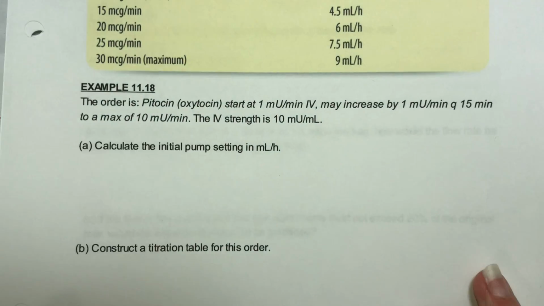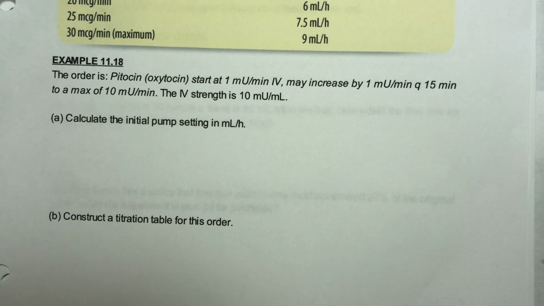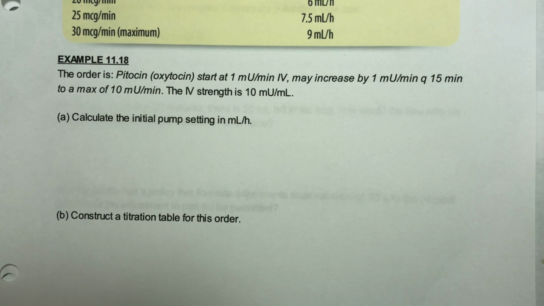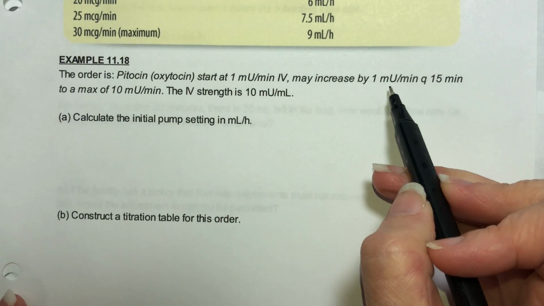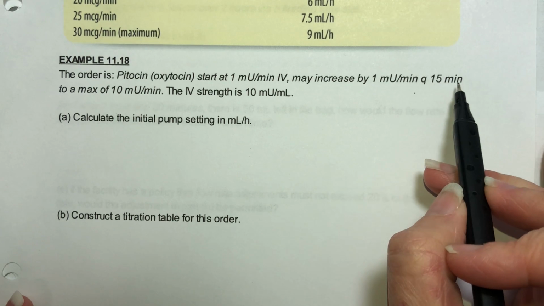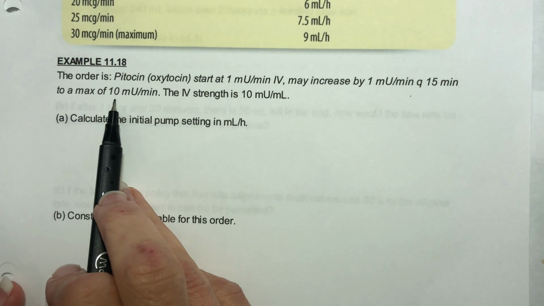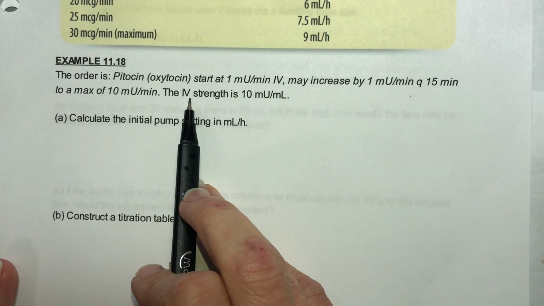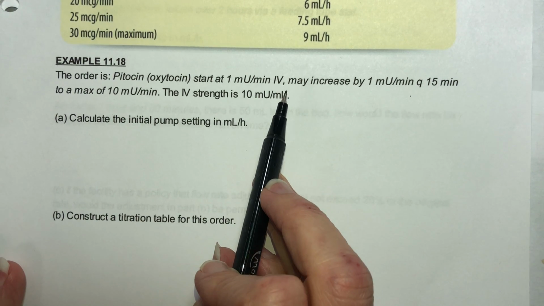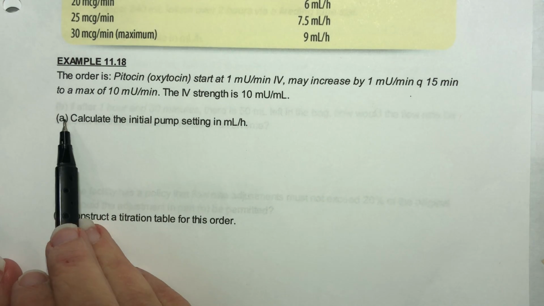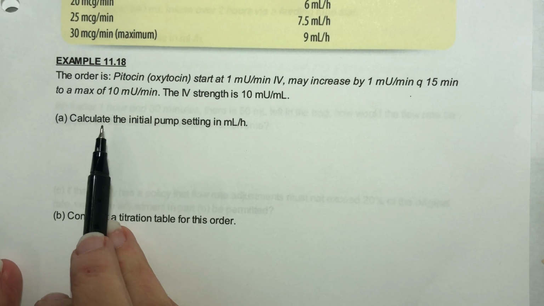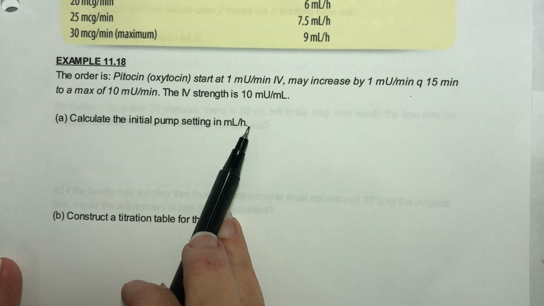Okay, so let's look at the last problem, 1118. The order is Pitocin, and we've been told to start at 1 milliunit per minute, and then we get to increase it by 1 milliunit per minute every 15 minutes to a maximum of 10 milliunits. The IV strength is 10 milliunits per milliliter. Okay? So the first problem is to calculate the initial pump setting in milliliters per hour.